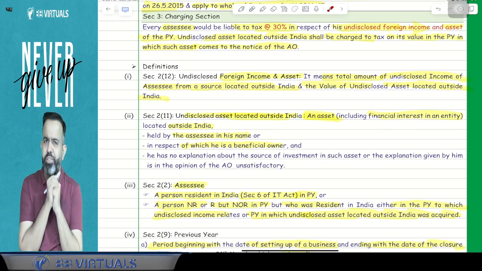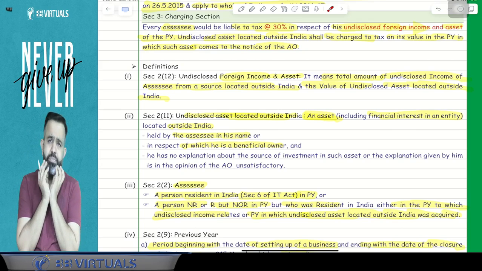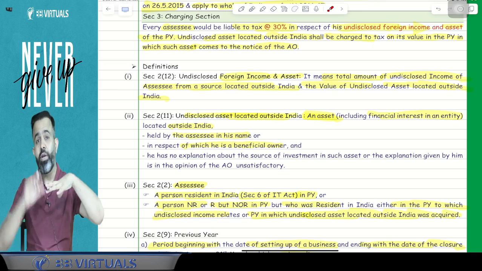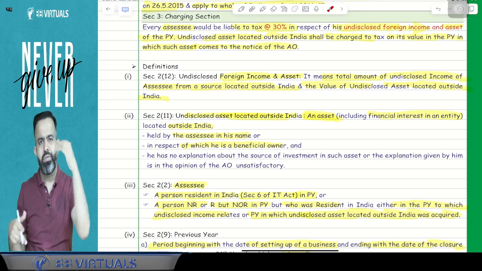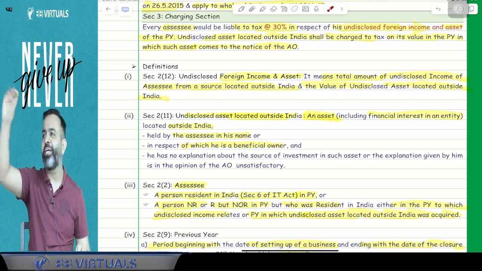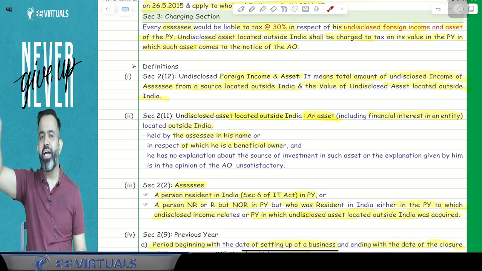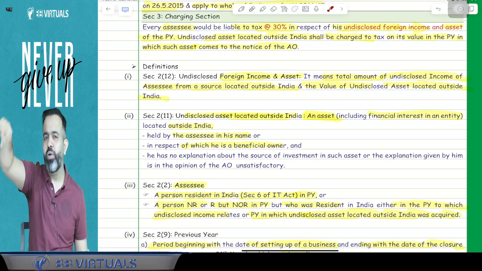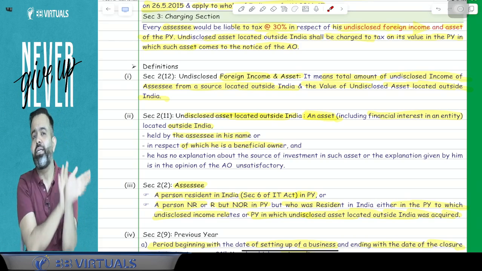Now there is one question. Sir, mostly in the examination you will get the question about foreign assets only, because suppose, for example, I have some income from abroad, but I will deposit that income in the foreign account only. So the foreign bank account in which I have deposited will be treated as an asset.